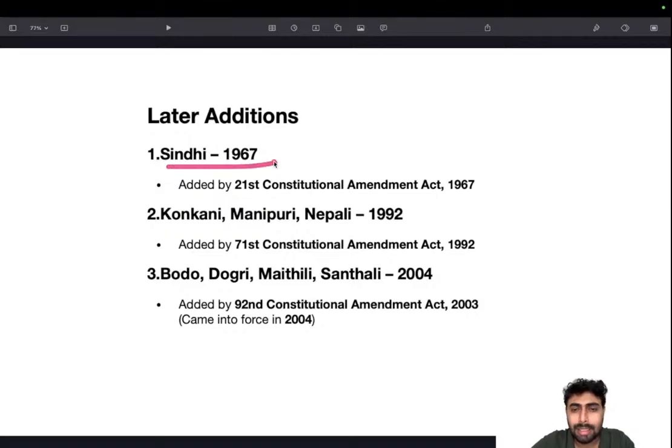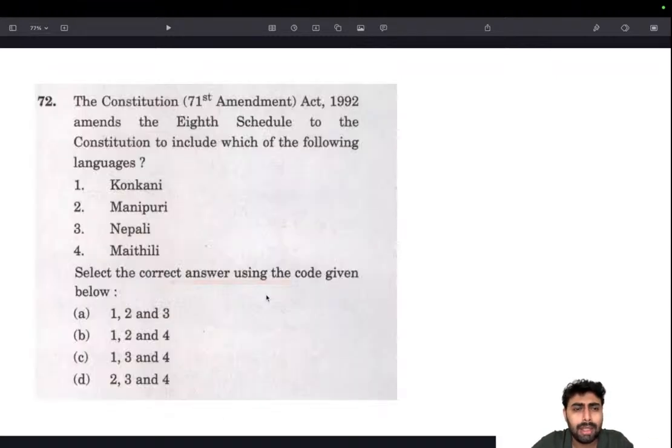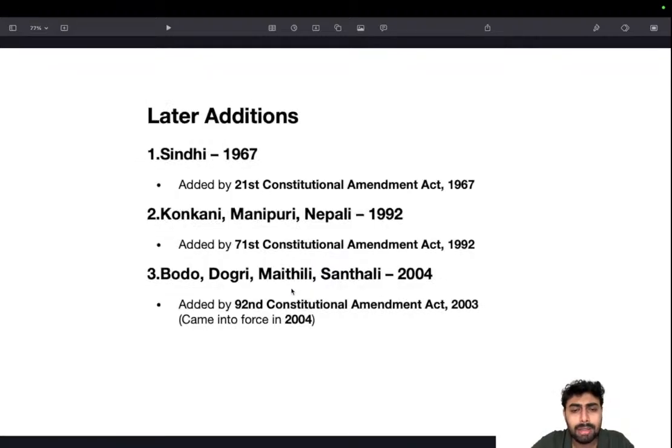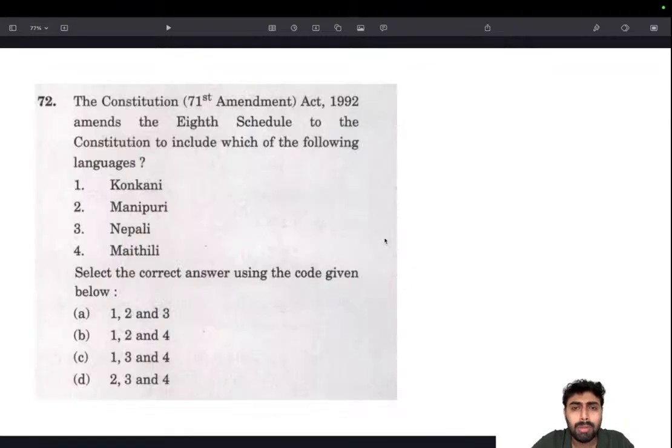As in Sindhi 1967, Manipuri, this becomes very fact heavy, and expecting a question from this is very low. We cannot expect a question. So if at all you are reading this, start with the latest edition and remember the details of that, as in the date, the amendment and the entries. This is exactly what UPSC was testing here also. Having the knowledge that Maithili, Santali, Dogri was added in 2004, we can know that it was not added in 1992. So anything with Maithili can be eliminated. So this entire thing is gone.